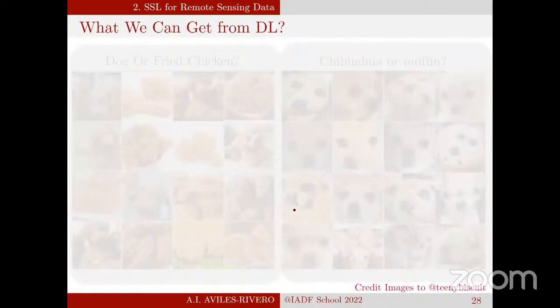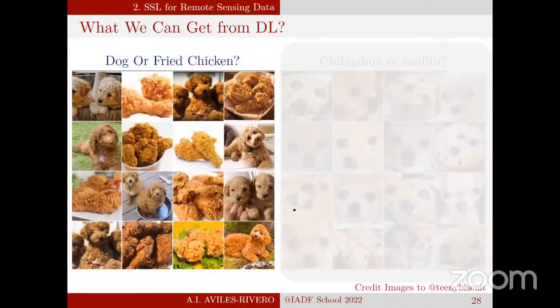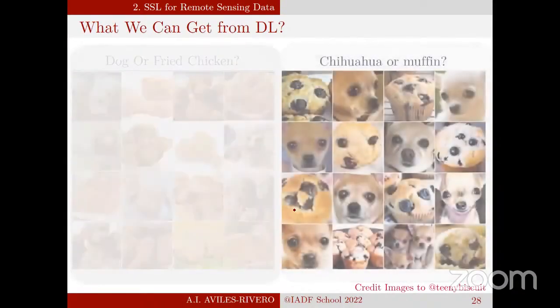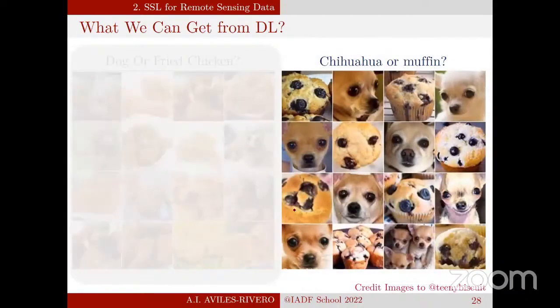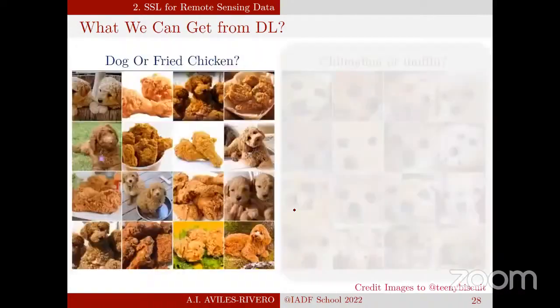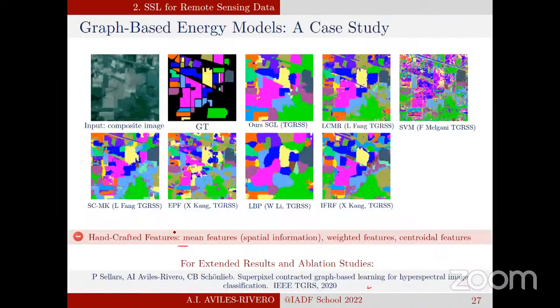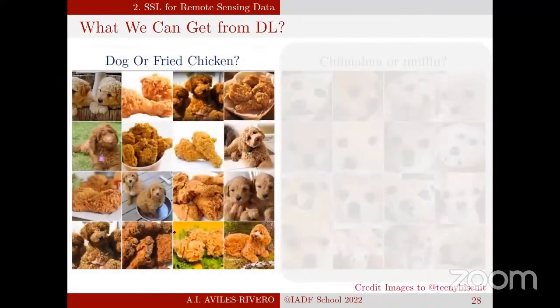Okay, so we saw some limitations here. So what can we get from deep learning? If I ask you, very quickly, to distinguish between a dog and a fried chicken, even for us, with a natural image, it's hard to get. And the same if we say, okay, is this a chihuahua or a muffin, we need to pay more attention. Even if we are very familiar with chihuahuas or muffins, sometimes it's very hard to distinguish quickly. So this is what we can get from deep learning. The disadvantage that we mentioned before with handcrafted features is where deep learning has a major impact.